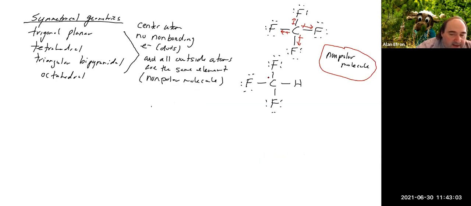We still have polar bonds heading to the fluorine. But what about this carbon-hydrogen bond? That carbon-hydrogen bond is a nonpolar bond, right? The difference in electronegativity is 0.4. So what do we have now?